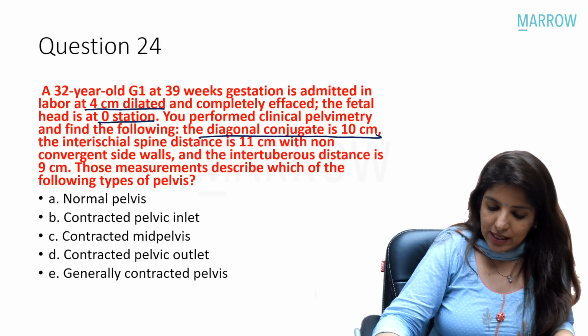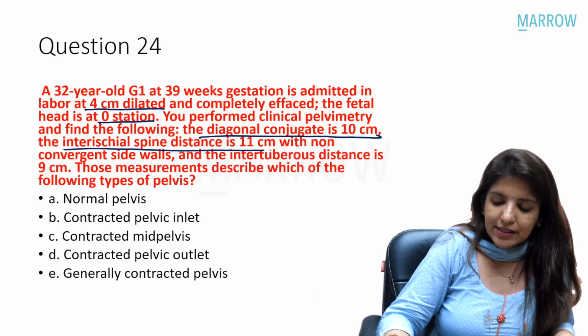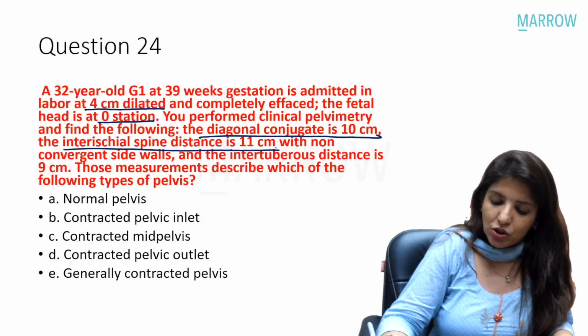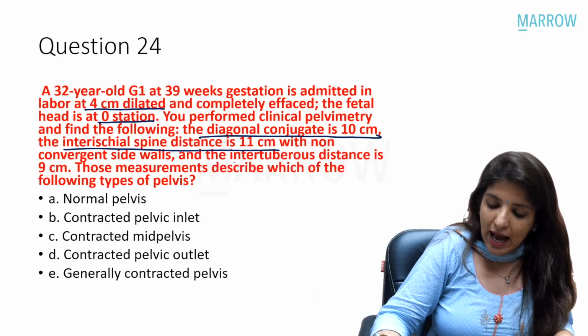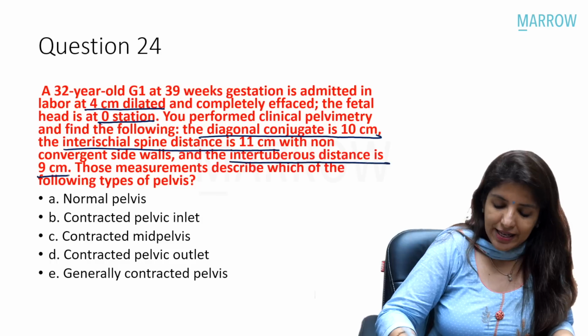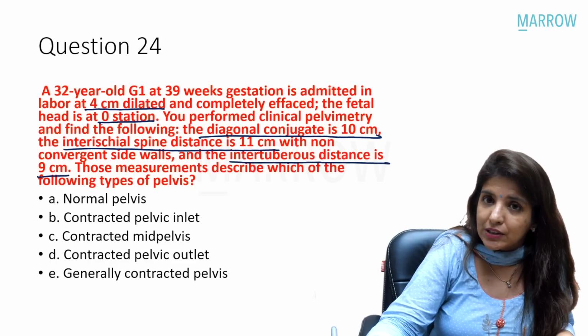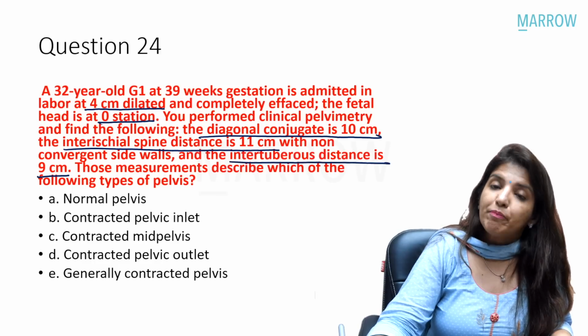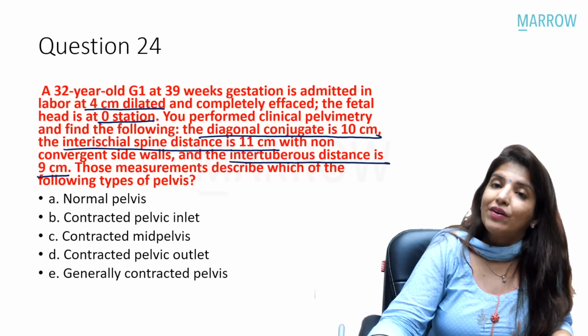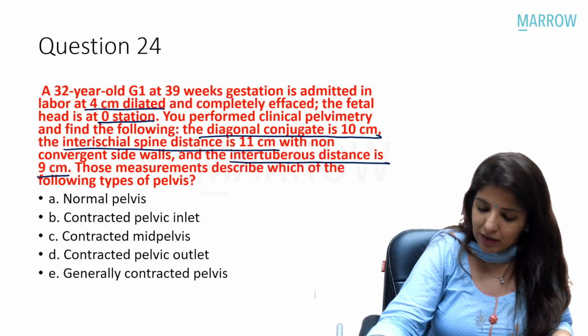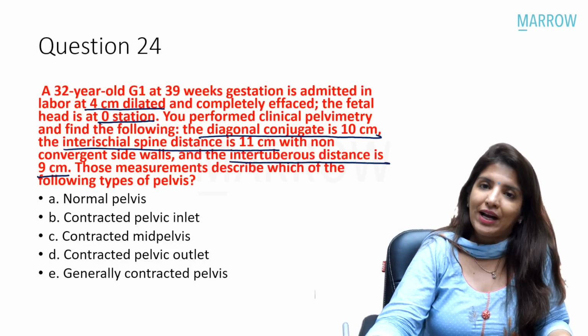Diagonal conjugate is 10 centimeters. Interischial spine distance is 11 centimeters with non-convergent side walls, and intertuberous distance is 9 centimeters. Those measurements describe which of the following types of pelvis? Option A, normal pelvis. Option B, contracted pelvic inlet. Option C, contracted mid-pelvis. Option D, contracted pelvic outlet. And option E, generally contracted pelvis.